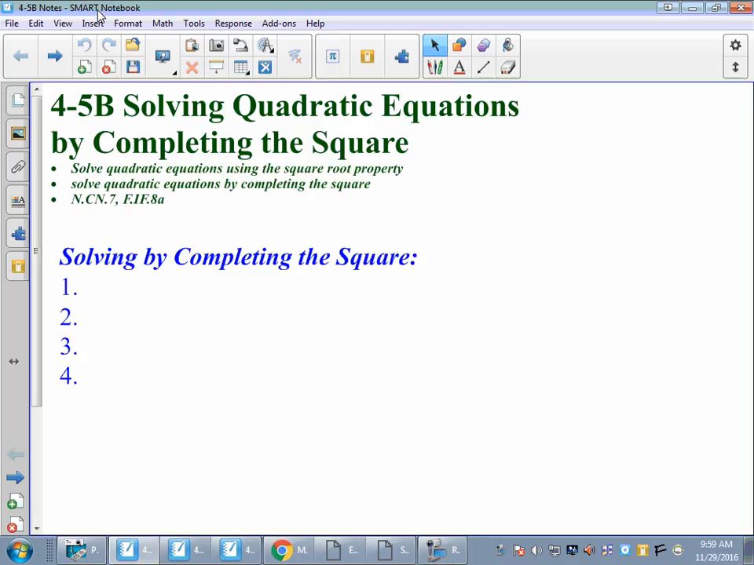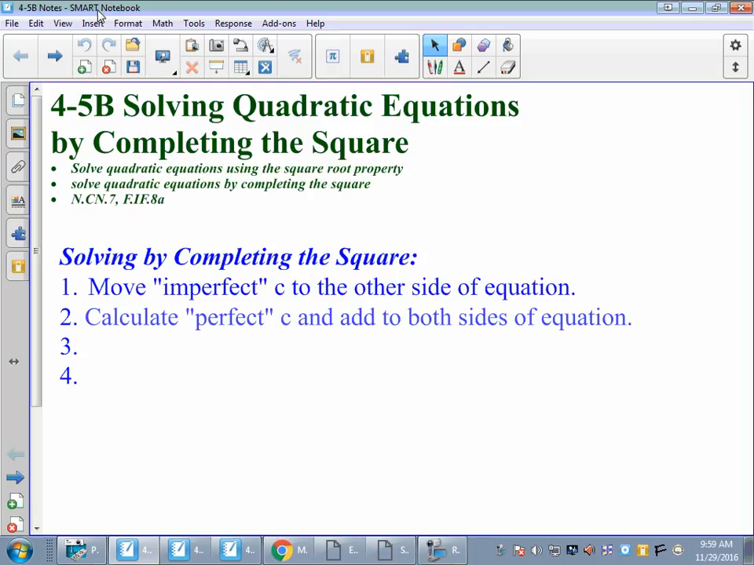This is a routine. So one of the things you're going to do is make everybody perfect. We're going to move the imperfect c to the other side of the equation. And then you're going to calculate the perfect c. You're allowed to bring in numbers to both sides of the equation. So once we calculate that value, we're going to add it to both sides of the equation. As long as we follow the rules of algebra, that's perfectly okay. Now that we have a perfect c in there, we formed a perfect square trinomial. That's the whole purpose of step 2.